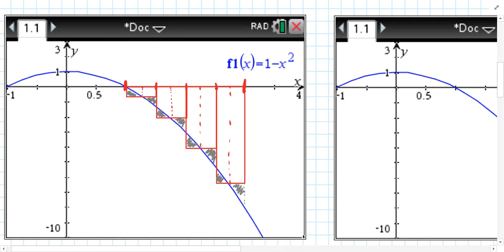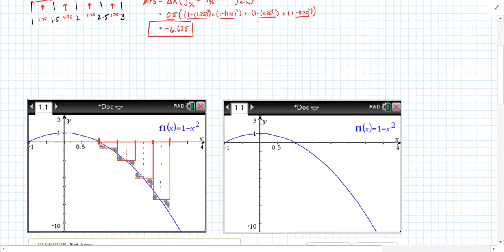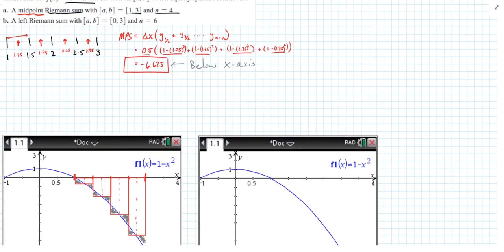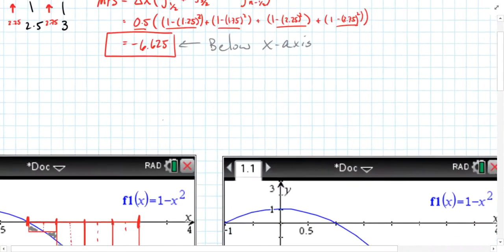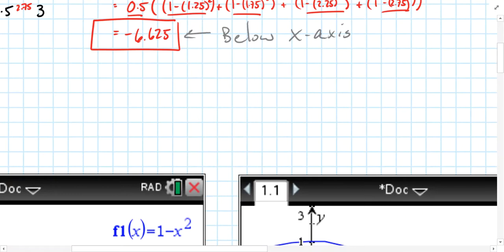Now, if you're assuming that we're getting a negative result because we're below the x-axis, you're absolutely correct. It's important to recognize that when we compute area that falls below the x-axis, that area is going to be counted as a negative area. And in terms of geometry, that doesn't make a whole lot of sense. How could we have negative area?